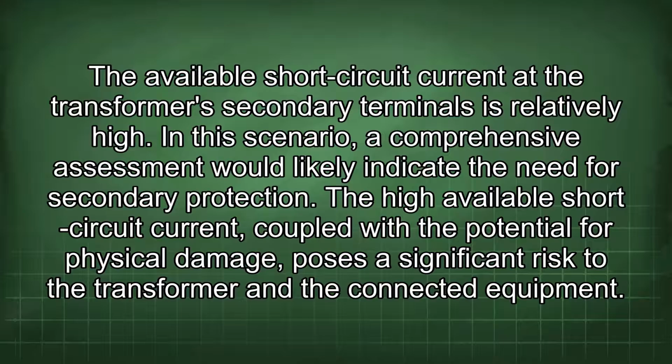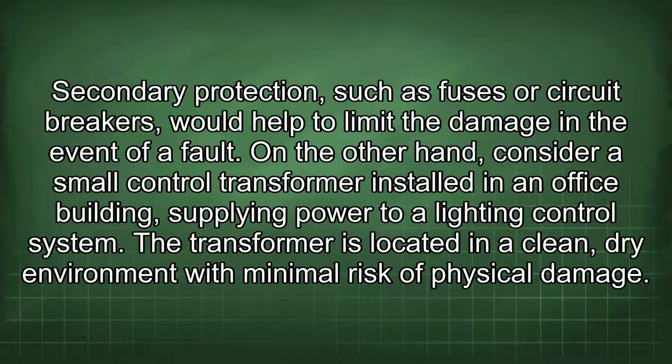The high available short-circuit current, coupled with the potential for physical damage, poses a significant risk to the transformer and the connected equipment. Secondary protection, such as fuses or circuit breakers, would help to limit the damage in the event of a fault. On the other hand, consider a small control transformer installed in an office building, supplying power to a lighting control system. The transformer is located in a clean, dry environment with minimal risk of physical damage.